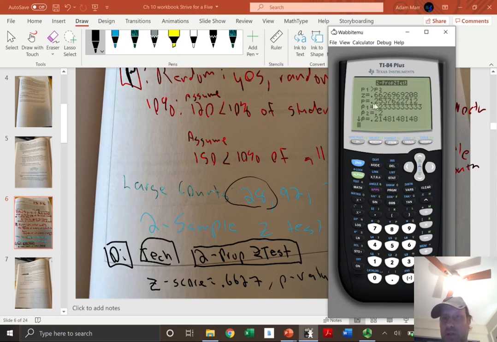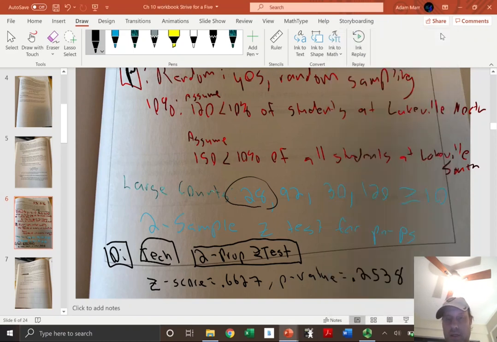Our p-value looks like it's 0.2538 if I round it. So there we go, 0.2538. All right. So very good. Now we're going to go to conclude.